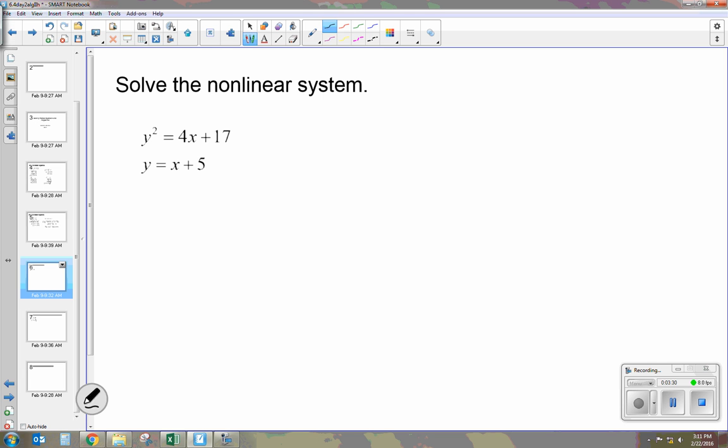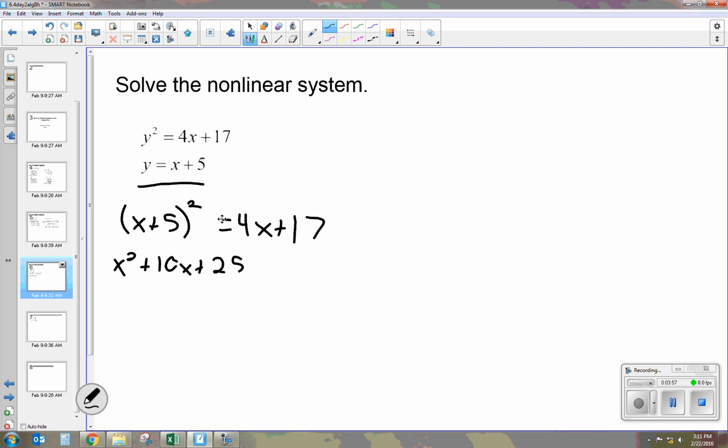Now we're going to solve systems. Remember that we can solve systems by substitution, elimination, or graphing. In this case, since we have y equal to something, we're going to substitute. So we're going to substitute x plus 5 in for our y. This equals 4x plus 17. We can FOIL out our left side. X squared plus 10x plus 25 equals 4x plus 17.